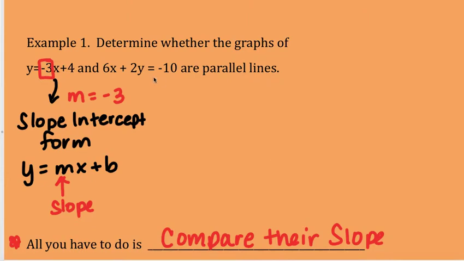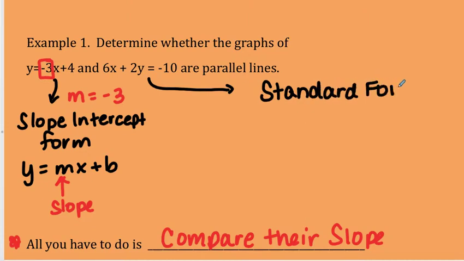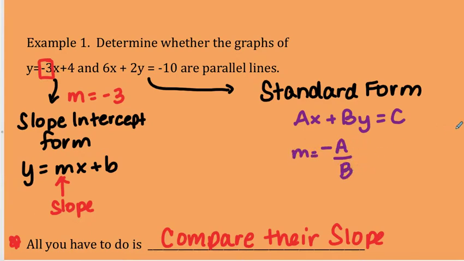All right, my second equation, however, is not in slope-intercept form. It is in standard form. It's an equivalent equation of a line. It's just in standard form. So remember that if it's in the form ax plus by equals c, we can find the slope by doing negative a. So m is equal to negative a over b. So in this case, my a is 6, my b is 2, so I'm going to do negative 6 over 2, which gives me a slope of negative 3. Okay, I compare them. They are the same, so the lines are parallel.